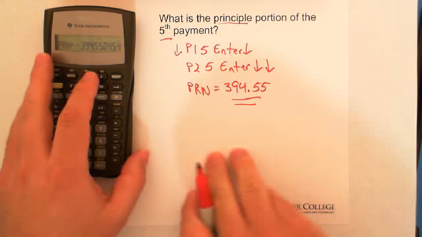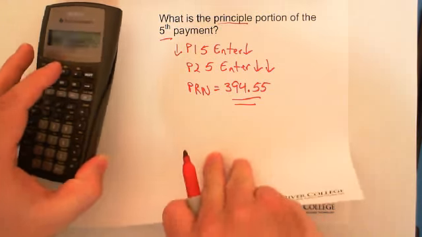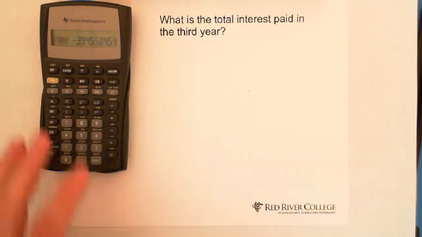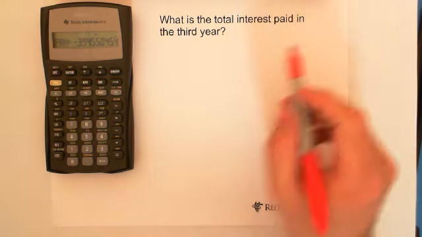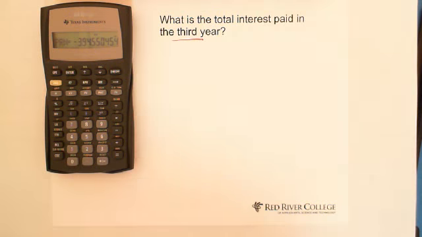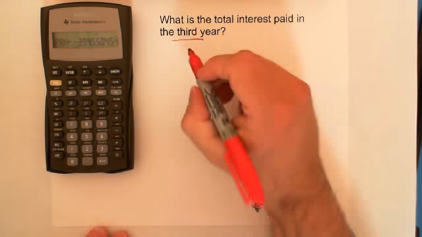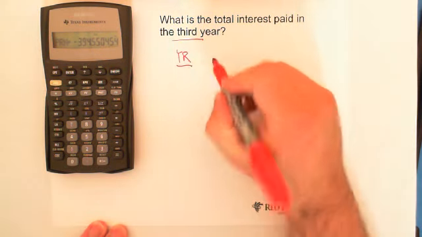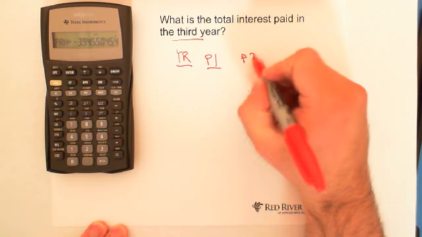Okay, let's try something else. This one wants to know, what is the total interest paid in the third year? So now, when you do a question where they want years, what I do is I set up this little table where I have a column for years, a column for P1, and a column for P2.